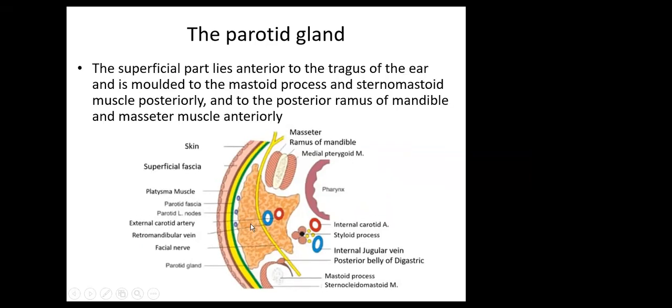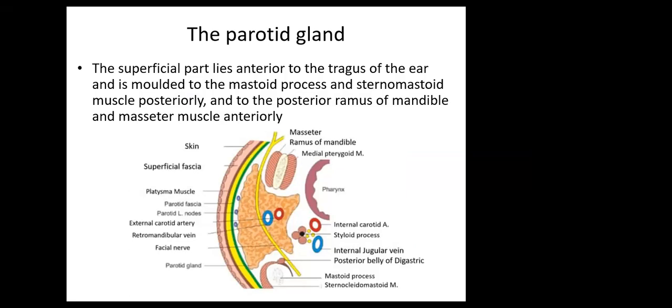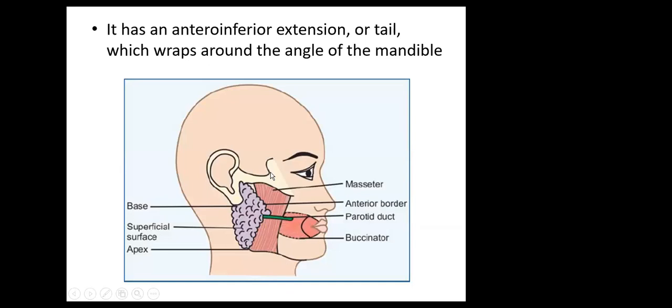The superficial part of the parotid gland lies anterior to the tragus of the ear and is molded to the mastoid process and sternocleidomastoid posteriorly, to the posterior ramus of the mandible, and masseter anteriorly. The parotid gland has an anterior and inferior process or tail, which wraps around the angle of the mandible.